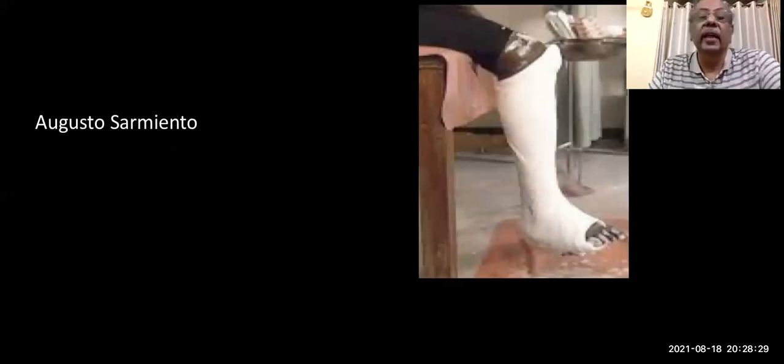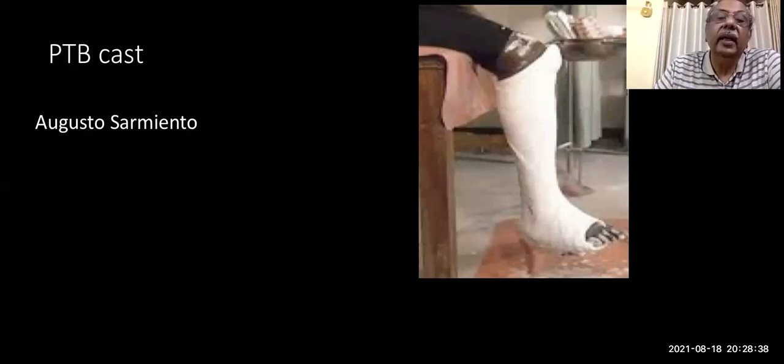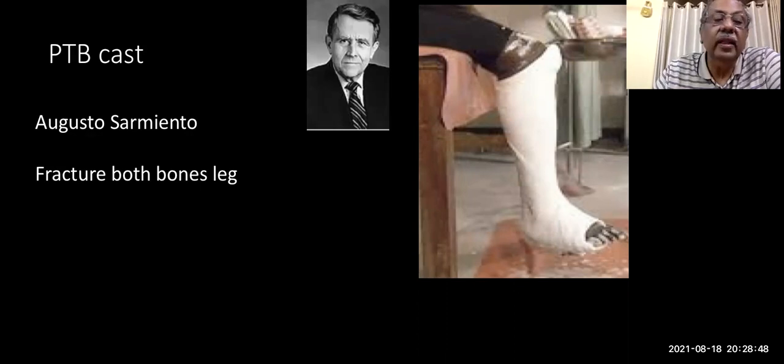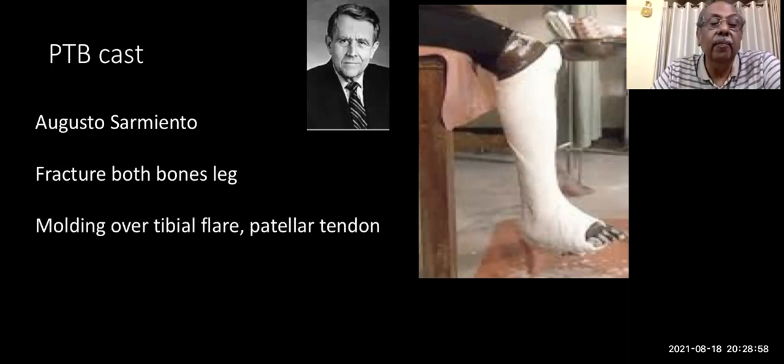So this is another type of plaster that is commonly used for the management of fractured tibia. It is called the patellar tendon bearing cast. Who described this? It is Augusto Sarmiento who described this. It is otherwise called functional cast bracing. The common indication is fracture both bones leg for the PTB cast, but a femoral cast brace can also be used. Even a humerus cast brace is also popular.